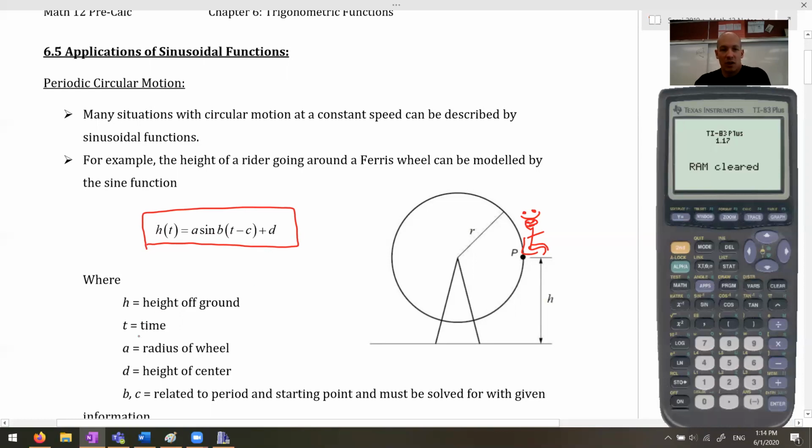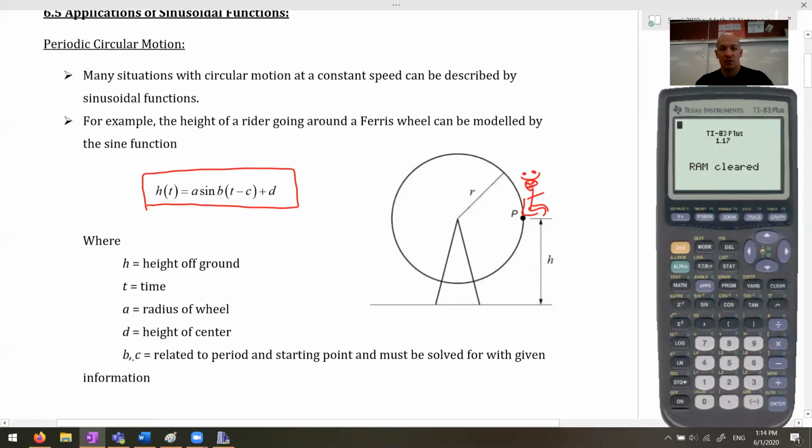h would be your height off the ground, t is your time, a is the radius of the wheel, d is the height of the center, and b and c are related to the period and the starting point. This equation is not necessarily going to make any sense right now, but we're going to use something like this to solve all sorts of problems, and I'm going to do my best to explain why it comes in this form. Also, why is a the radius of the wheel, and so on.